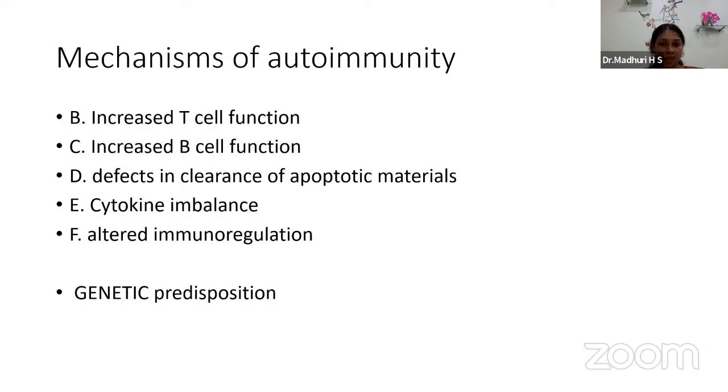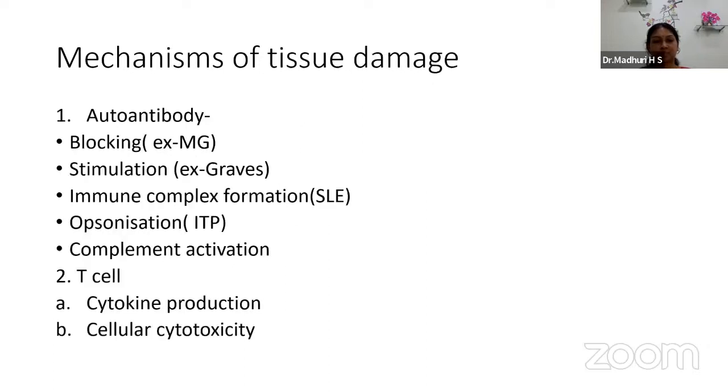So for all these mechanisms, there can be a backup by some genetic predisposition. This is studied especially among the twins, and 20 to 30% of the cases have some genetic predisposition which causes autoimmunity. Next, among the mechanisms is how the tissue damage happens. Okay, so there are B cell mediated and T cell mediated mechanisms. So both kinds of mechanisms are there.